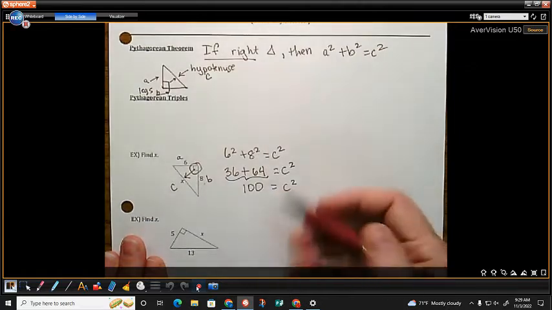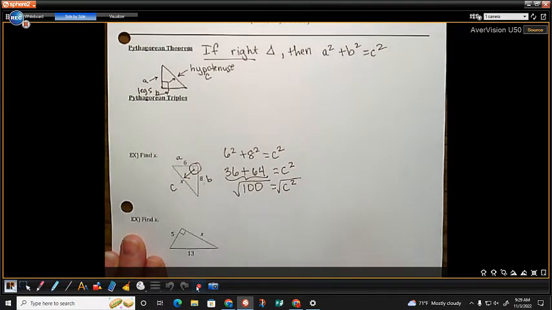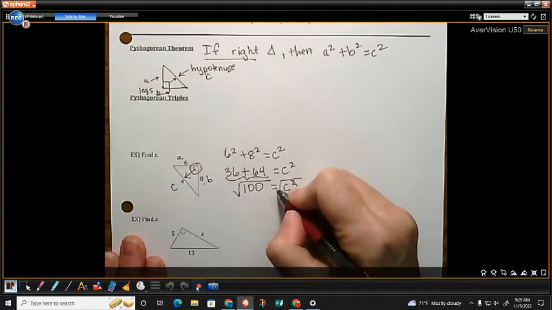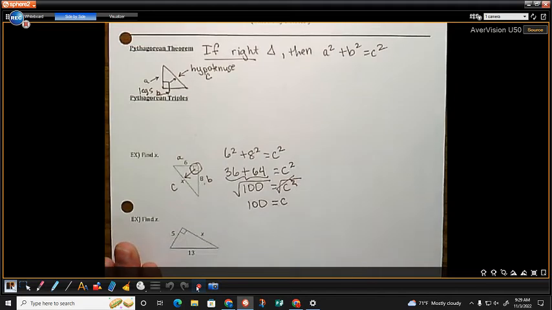Write it out. And then to get rid of the squared, you're going to do square root on both sides, which is why we have been learning all our radical rules. And the squared and the root will cancel out, and C will equal the square root of 100. Now, what is the square root of 100? 10. Yeah, sorry, that should have been a 10.